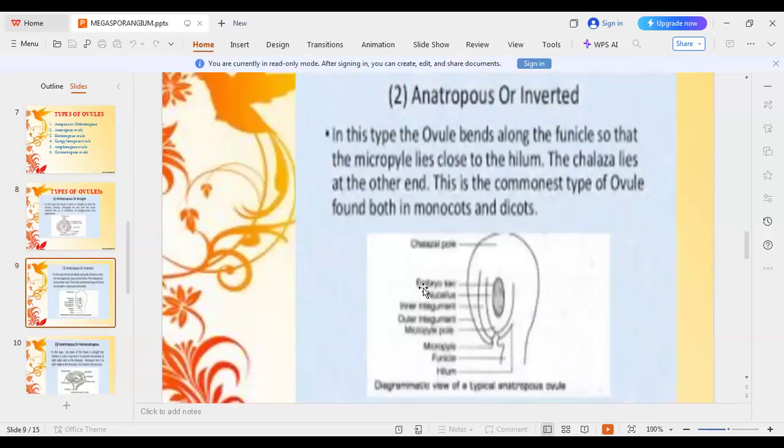And second one is the anatropous, and it is also called inverted. So orthotropous is the straight ovule and anatropous is the inverted ovule. That means in this type, the ovule bends along the funicle so that the micropyle lies close to the hilum. So some diagram also there. In this type, the ovule bends along the funicle so that the micropyle lies close to the hilum. The chalaza lies at the other end.